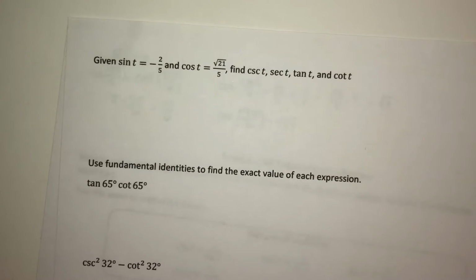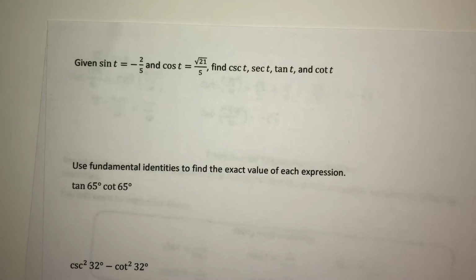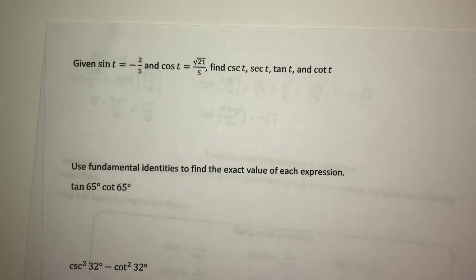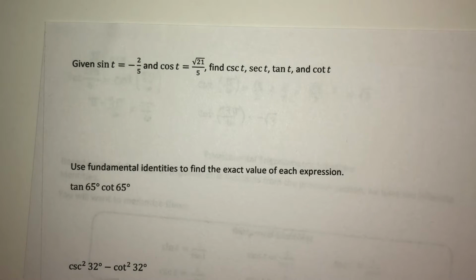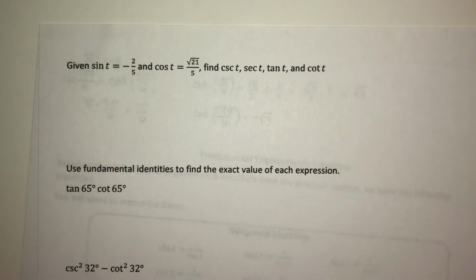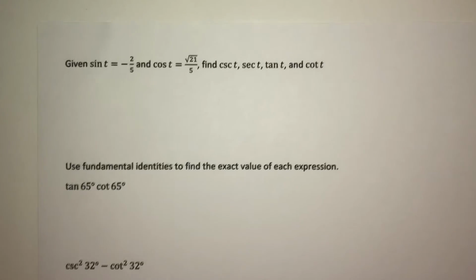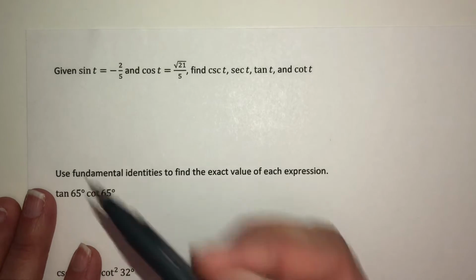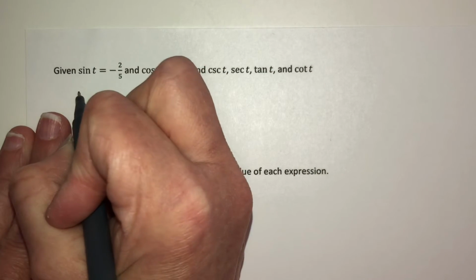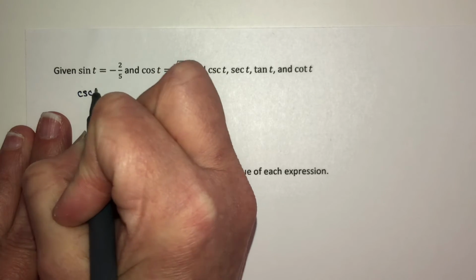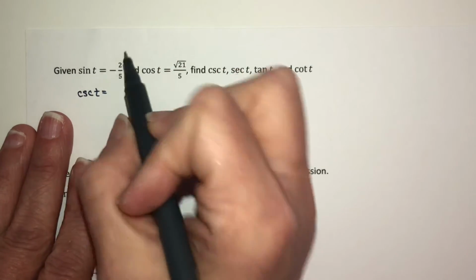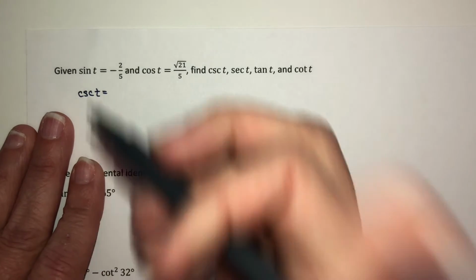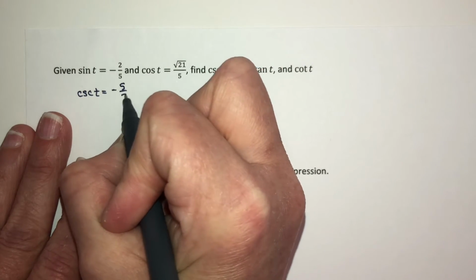Now, if we are given that our sine value is negative 2/5 and our cosine value is the square root of 21 over 5, we want to find cosecant, secant, tangent, and cotangent. Okay, so let's do the reciprocals of these first because that's going to be the easiest. So if I've got sine, then its reciprocal function is cosecant. And that means I just take the reciprocal of this one. So it will be negative 5 over 2.